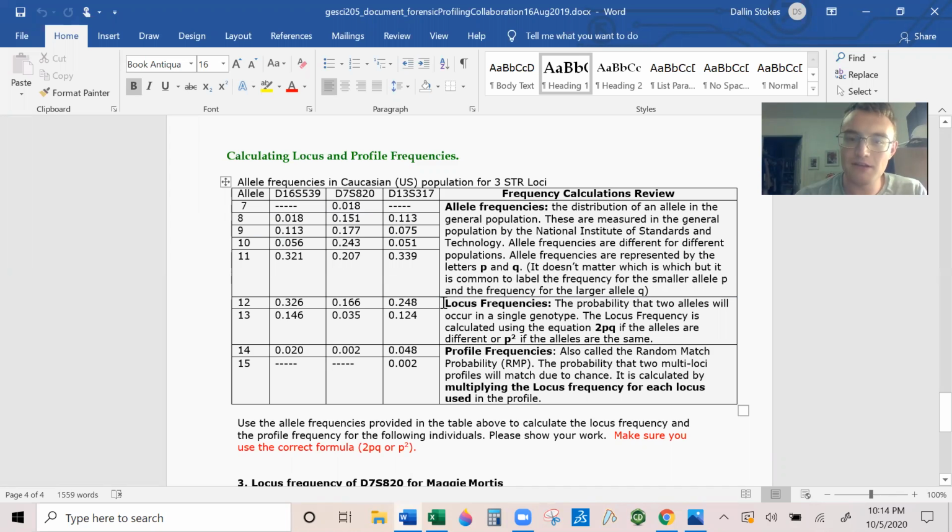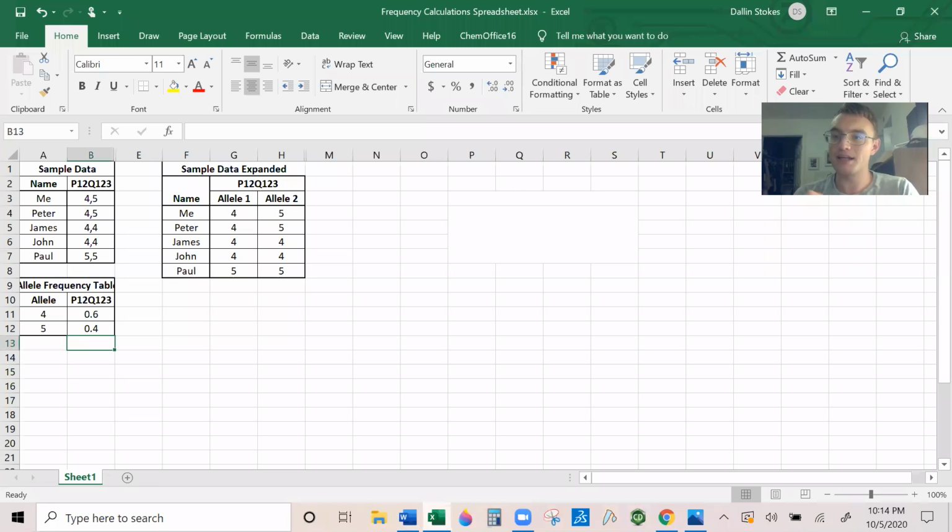The next level up is locus frequency. What a locus frequency is looking for is the odds of finding my specific combination of alleles at this locus in the population. For me, my allele combination at locus P12 is 4, 5. So to find my locus frequency for P12, I count how many people in the population have a 4, 5 combo.